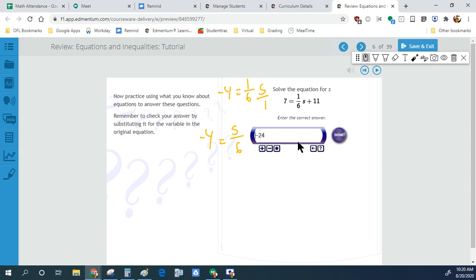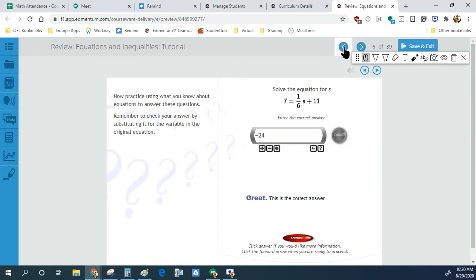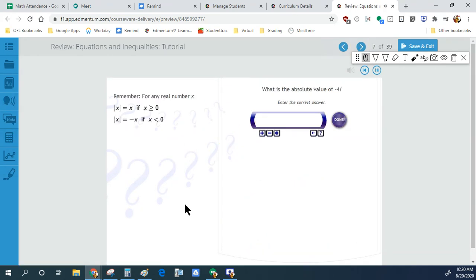I forget if it wants us to say s is equal to -24. Let's find out together. Oh, you can't type in letters? So our answer is going to be -24. Yep. Well, good job, guys. I'll try to make it a little more interactive, that way you guys aren't just listening to me.